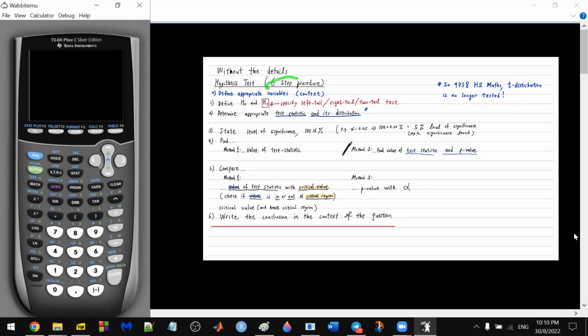Okay. 6-step procedure. Step 0 first, you have to define the appropriate variables in the context. So for example, you need to let X be the random variable for whatever. Sometimes it's not X, it's X bar. Usually it's X bar actually.